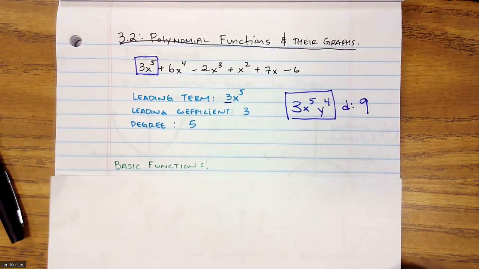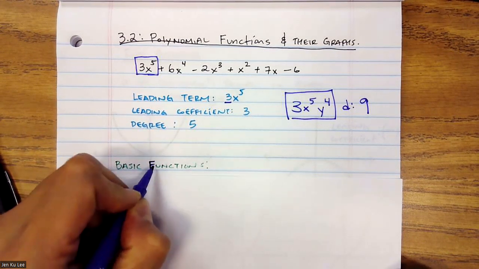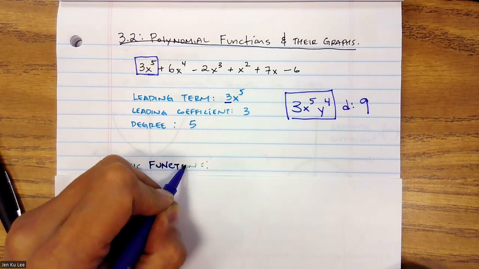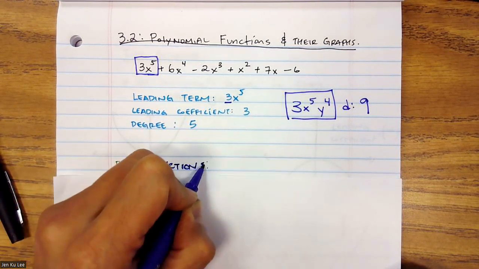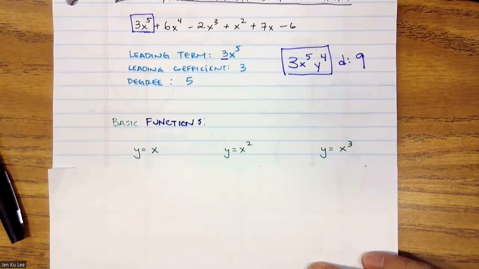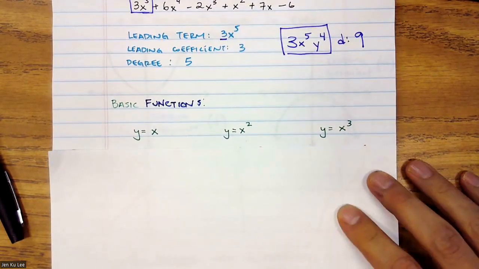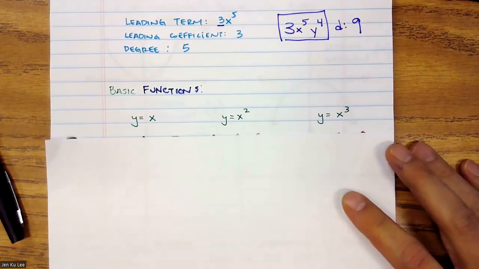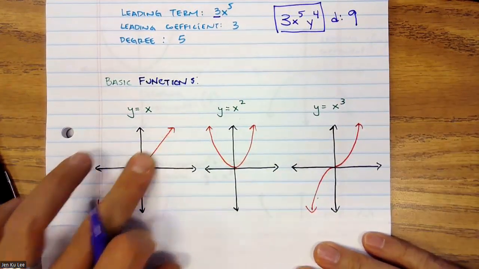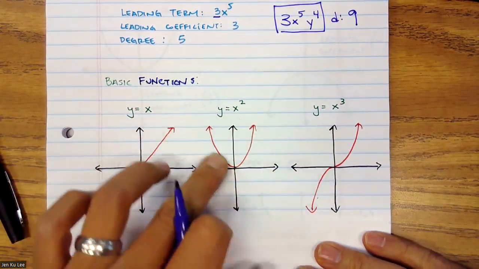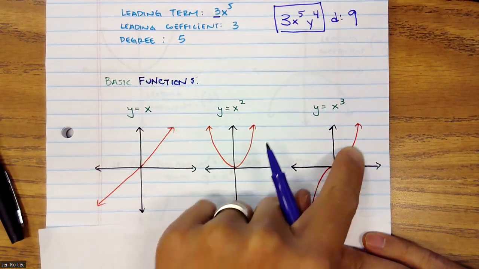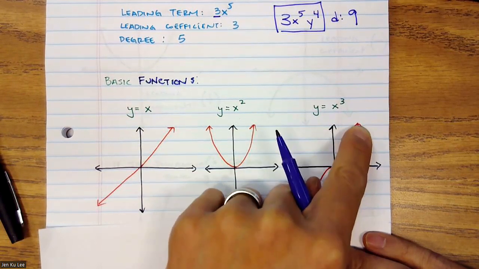So the basic functions that we are going to learn about today, and you should know by now, are these three right here: y equals x, y equals x squared, and y equals x cubed. We all know how the graphs look. The red line is y equals x. This parabola is y equals x squared, and this cubic function is y equals x cubed.